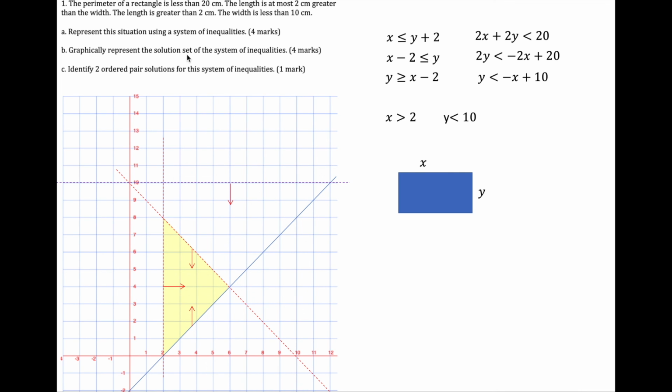Graphically represent the solution set of the system of inequalities. We've done that. C, identify 2 ordered pair solutions for this system of inequalities. Anything inside the yellow will work. Right here, 3 and 6. Just pick another random point inside this polygon of constraints. This one I picked, it's on the line. Because this is a solid line, it's still part of the solution. 5, 3. And that's it for question number 1.